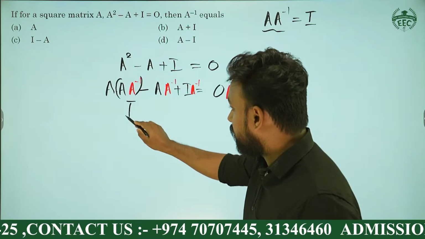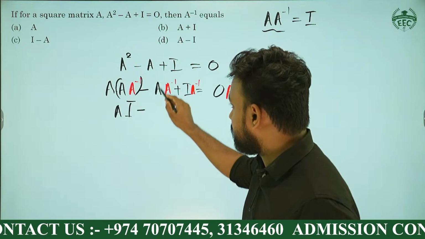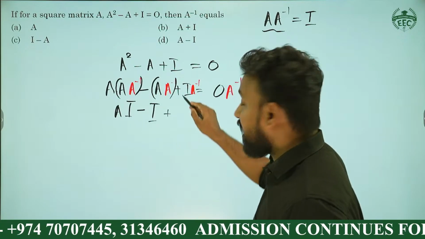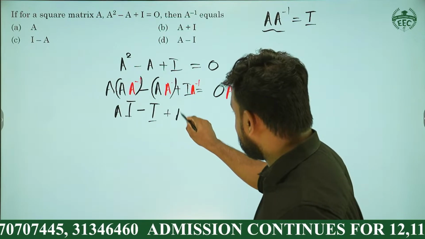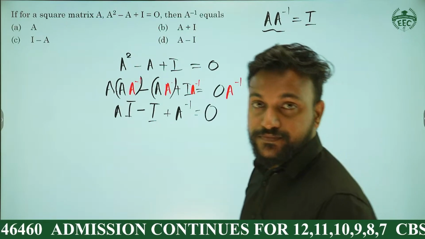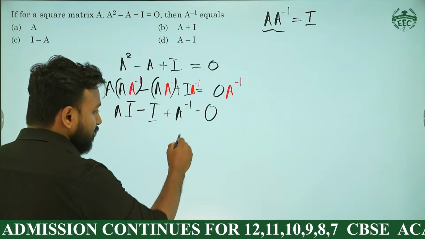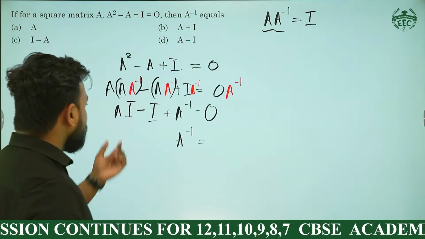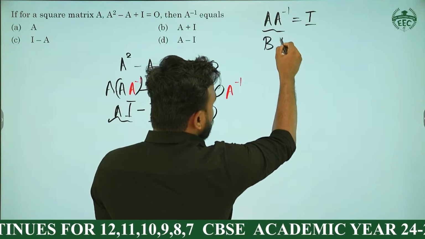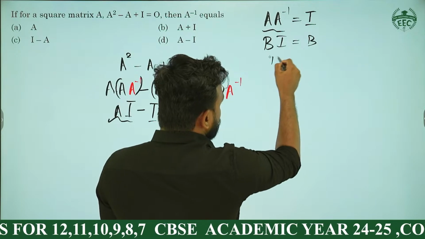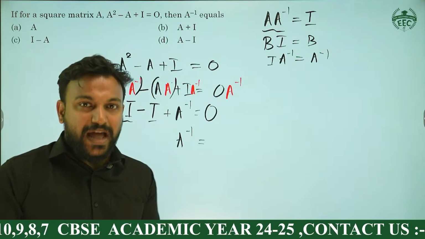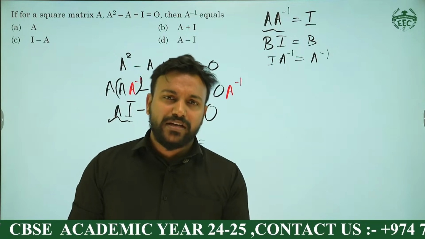So I into A minus A into A inverse becomes what? That is also I, plus I into A inverse becomes A inverse, and 0 into A inverse becomes 0. So here A inverse will be here, and if B into I, that is also B. If I into A inverse, that also becomes A inverse. So if you multiply a matrix with I, the identity matrix, you will get the matrix itself.